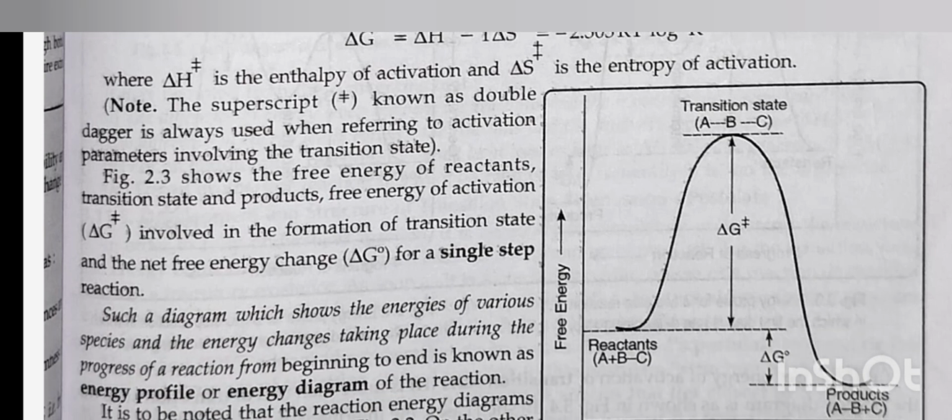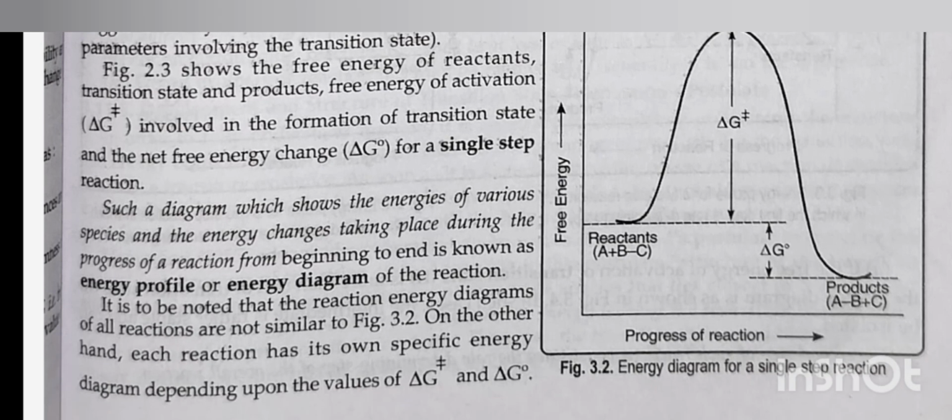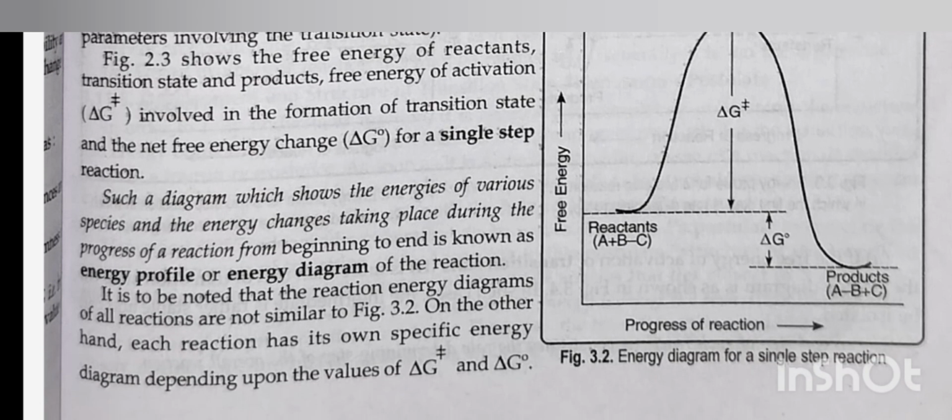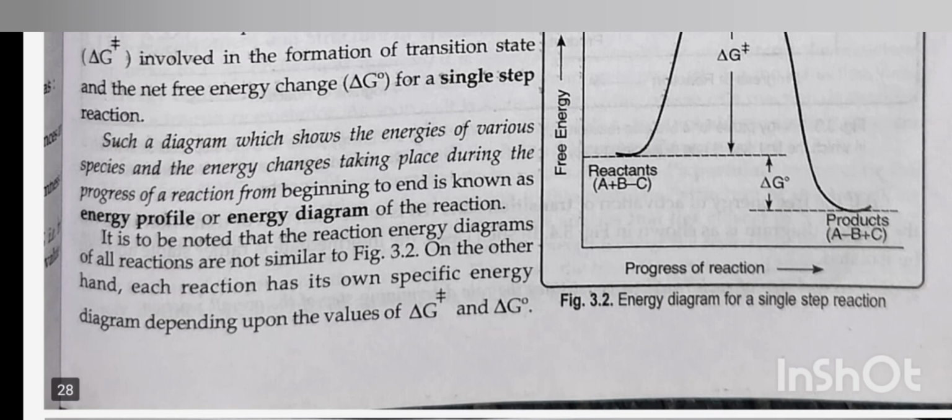Figure 3.2 shows the free energy of reactant, transition state and product, the free energy of activation ΔG‡ involved in the formation of the transition state, and the net free energy change ΔG° for a single step reaction. Such a diagram, which shows the energy of the various species and the energy change taking place during the process of reaction from beginning to end, is known as the energy profile or energy diagram of the reaction.